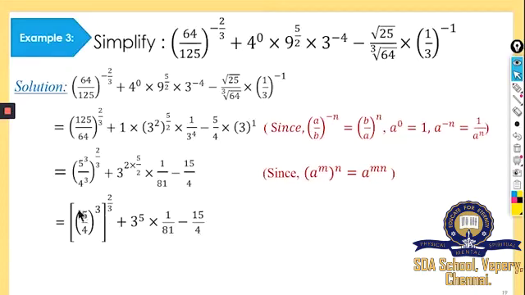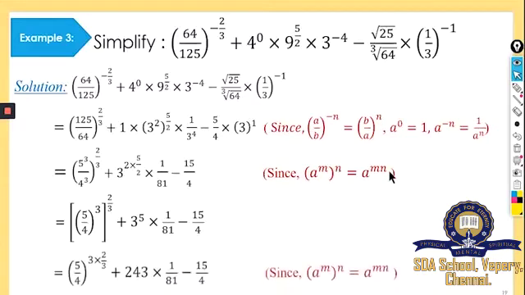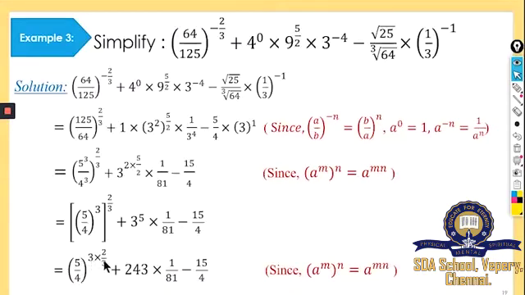So now if you observe this, this is in the form of a power m to the power n, right? So here if you apply the formula a power m to the power n, you will get a power m into n, that is m is 3 and n is 2 by 3. And 3 power 5 is 243, since 3 into 3 into 3 into 3 into 3 is 243. And the rest two terms write as such.